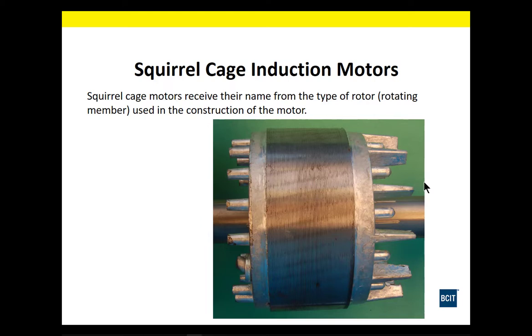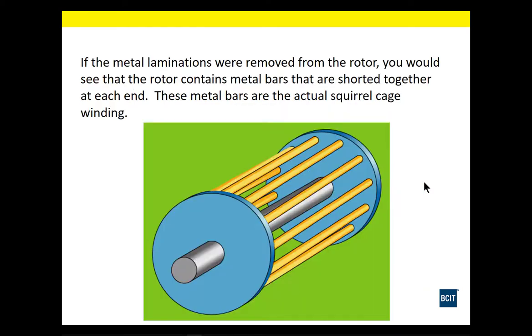So let's look at the squirrel cage induction motor. The squirrel cage induction motor receives its name from the type of rotor, the rotating member used in the construction of the motor. If the metal laminates were removed on a rotor, you would see something like this. You would have 2 end caps with bars skewing across it. Those are the conductors on the squirrel cage rotor. And this is how it gets its name, squirrel cage, because it kind of looks like a hamster wheel or a squirrel wheel.